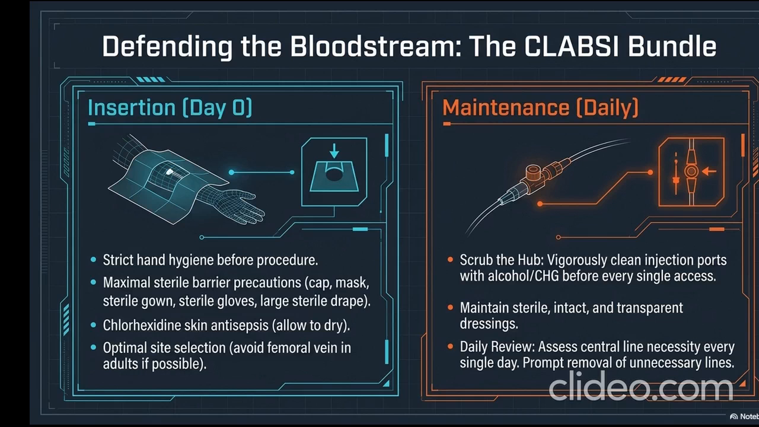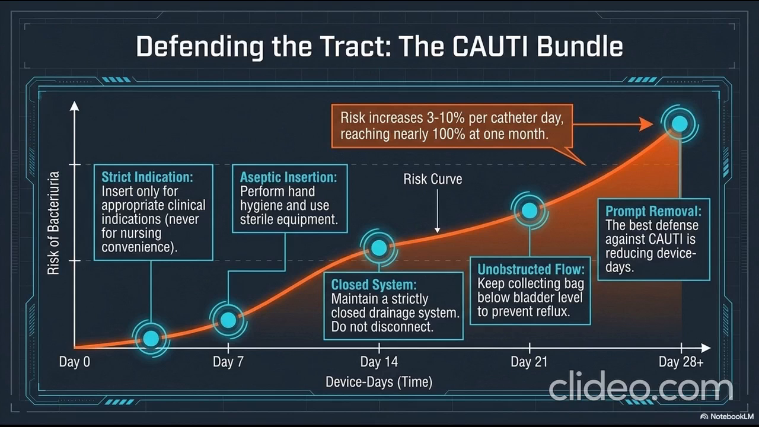Defending the urinary tract involves the CAUTI bundle, noting that the risk of bacteriuria increases 3 to 10% for every day a catheter is in place. The risk reaches nearly 100% after 1 month, making prompt removal the best defense. Proper care includes using catheters only for strict clinical indications, maintaining a closed drainage system, and ensuring unobstructed flow with the collection bag below the bladder.